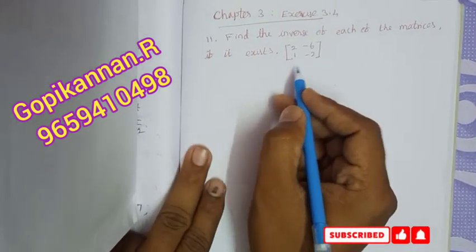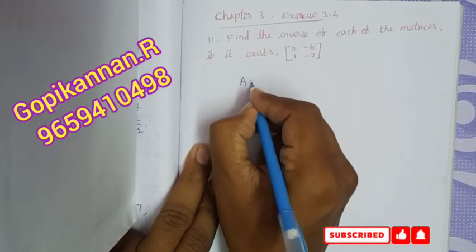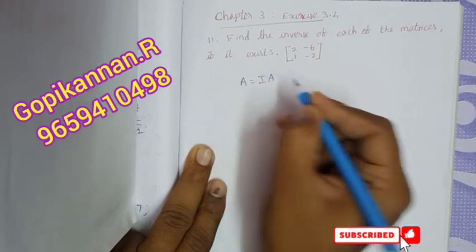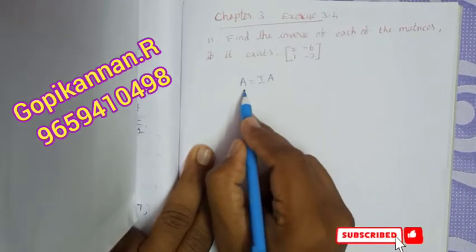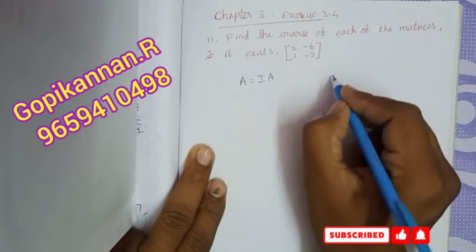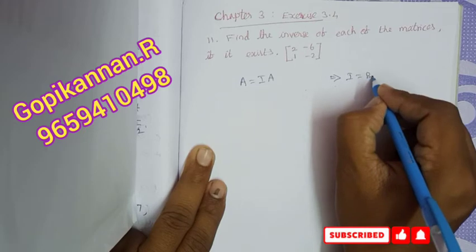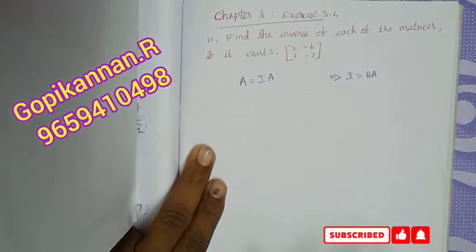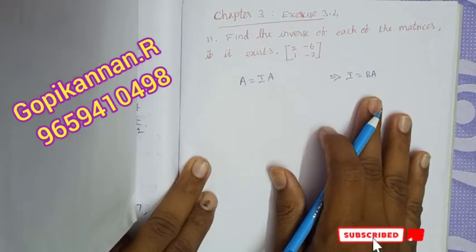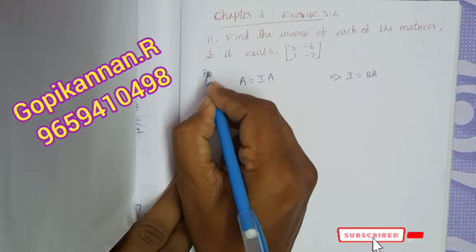First we rewrite the given matrix in the format A = IA. Applying elementary operations on A = IA, we get I = BA. Then B is called an inverse of the matrix. This is the procedure. Now we apply the procedure to the solution.